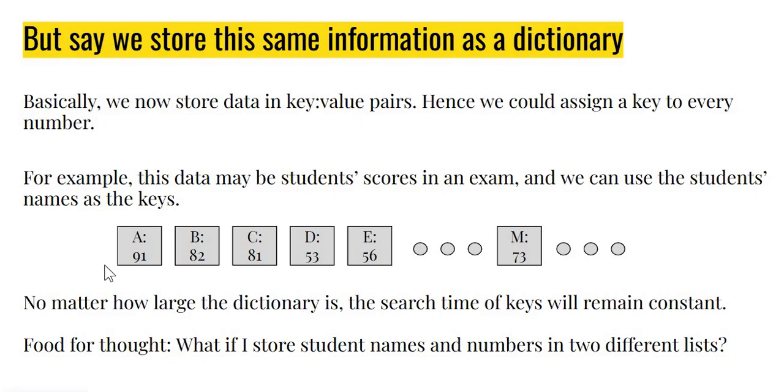Now, the story changes completely because no matter how large the dictionary is, in fact, we can search for the keys in a fixed time. So that's a departure from the earlier situation. In case of a list, we had to look through every item of the list. But in a dictionary, I can just say, tell me the score, let's say for M. Basically, M is the key.